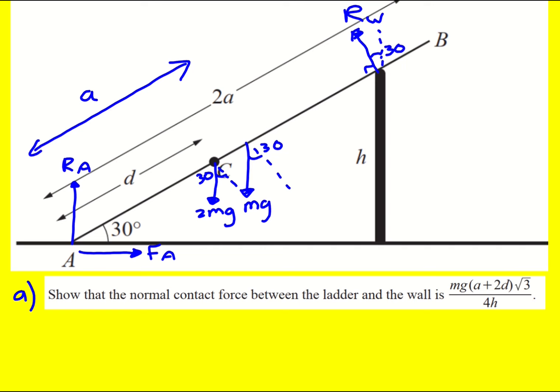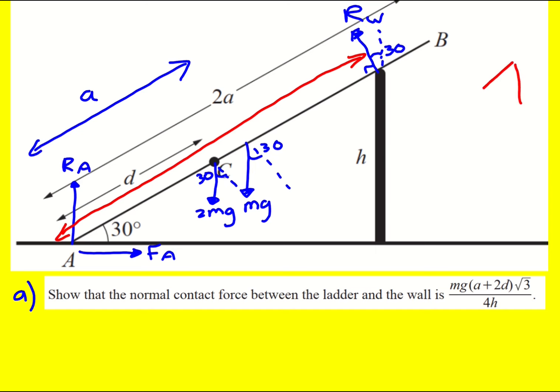So we're asked to basically find this normal reaction force, normal contact force, RW, in terms of A, D, and H. Now there's one thing I've not yet done, I've just realized, and that is work out the distance, this distance here. It's going to be quite important in a minute.